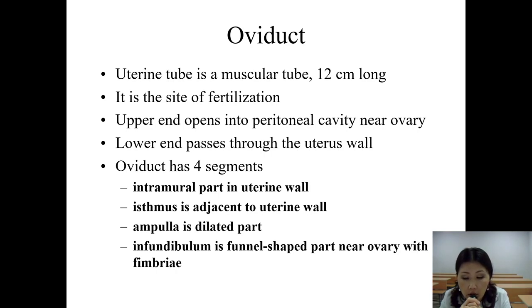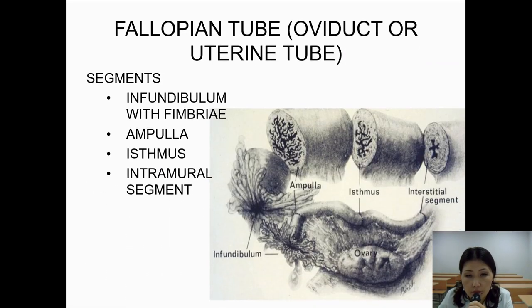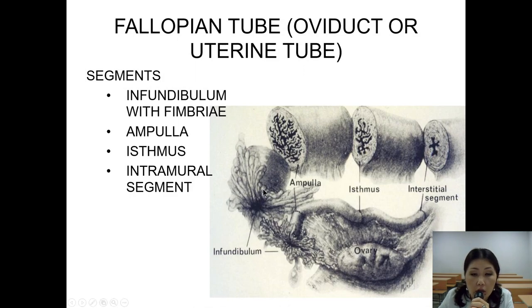Intramural part in the uterine wall. Isthmus is adjacent to the uterine wall. Ampulla is the dilated part. And infundibulum is the funnel-shaped part near the ovary with fimbria. Here you can see these segments: interstitial segment, isthmus, ampulla, and infundibulum. And this is the ovary, this is the ligament, and this is the tube with its segments.